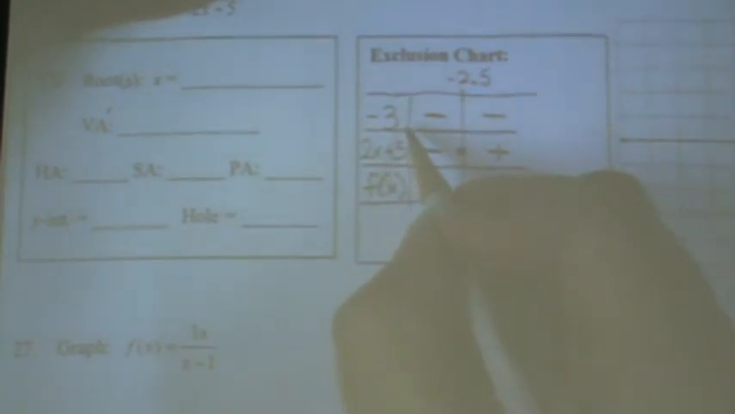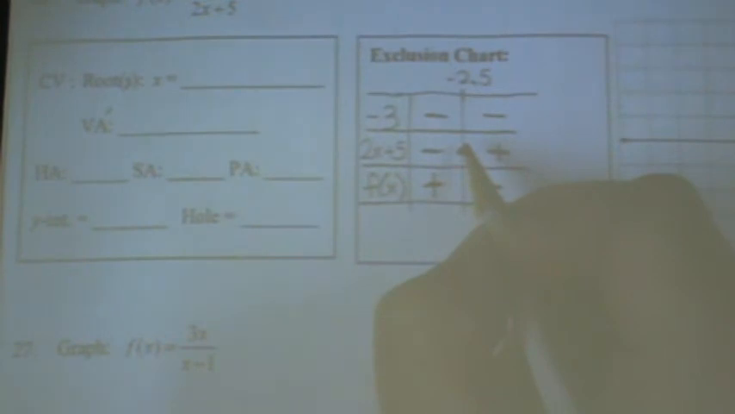But here you have a negative 3 plus 0x. You've got a negative number here, so you have a negative here and a negative here. A negative times a negative is a positive. So it's going to make your graph positive in this region. When you plug a number in to the left of negative 2.5, it's going to be positive.